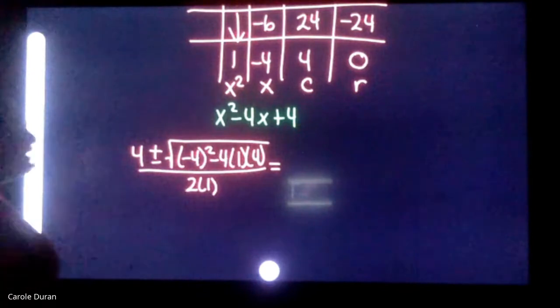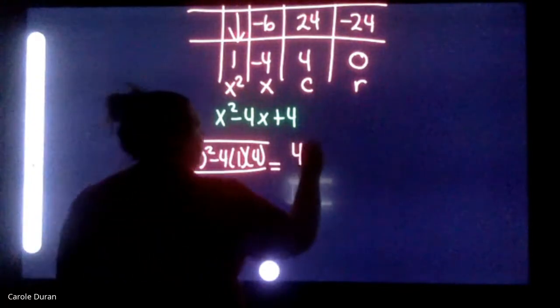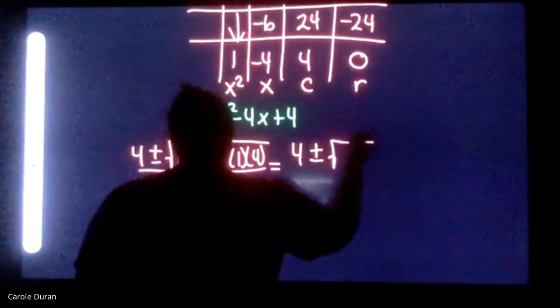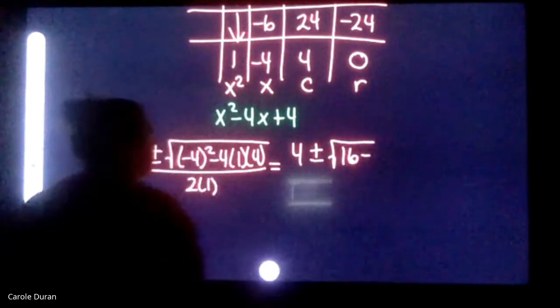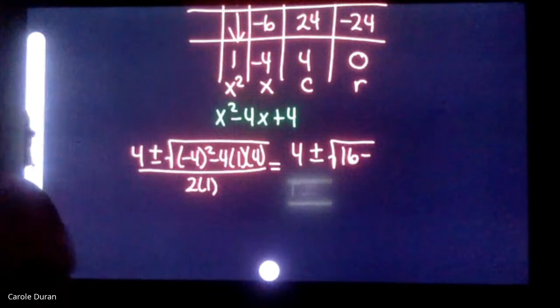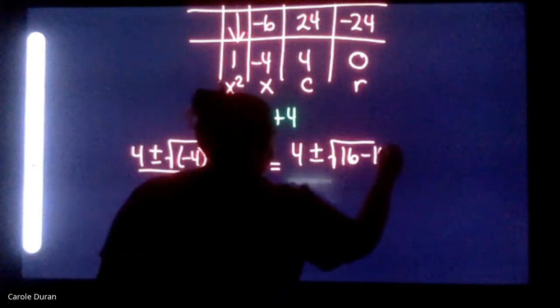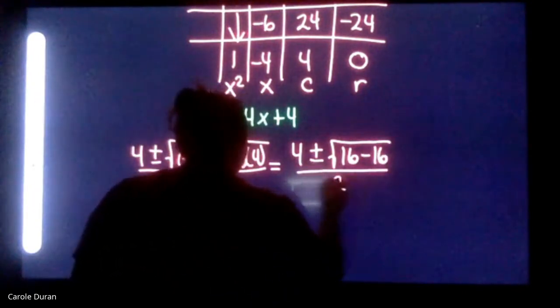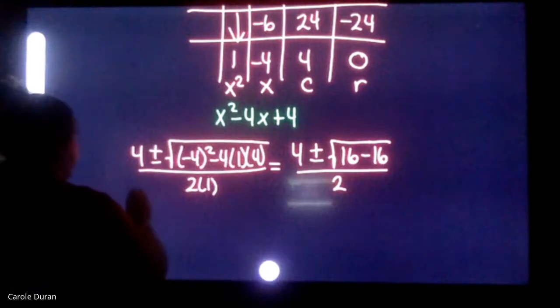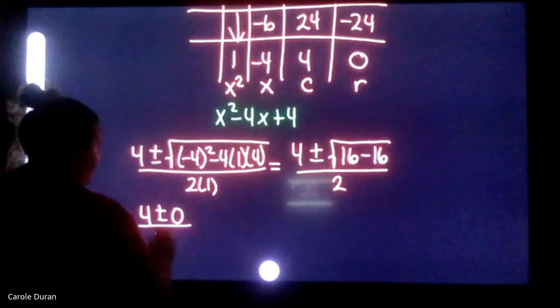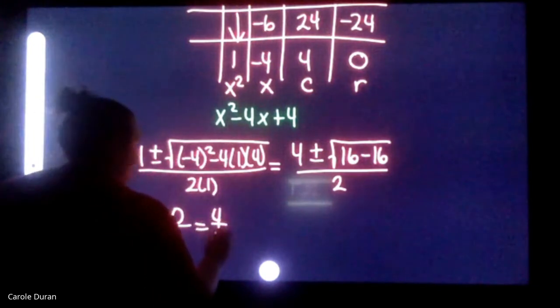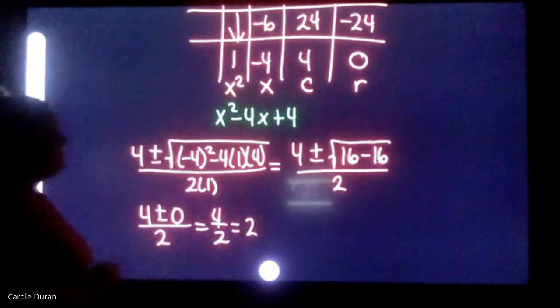I simplify it out. And it gives me 4 plus or minus the square root of. Negative 4 squared is 16. Minus 4 times 1 times 4 is 16. Over 2. 16 minus 16 is 0. And the square root of 0 is just 0. So I end up with 4 over 2, which is just 2.